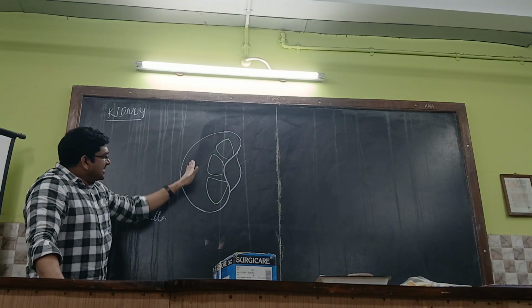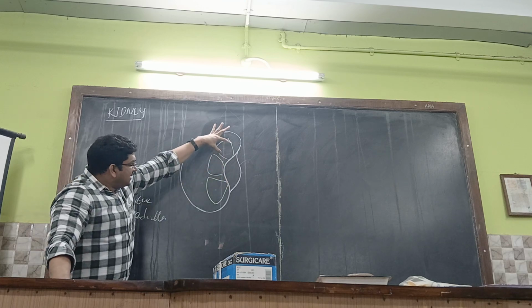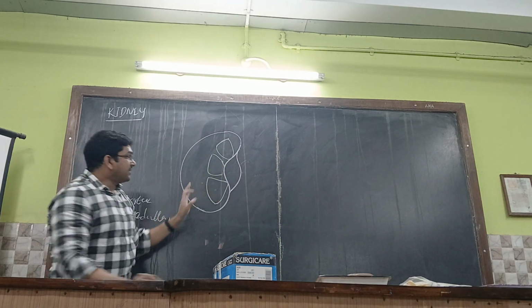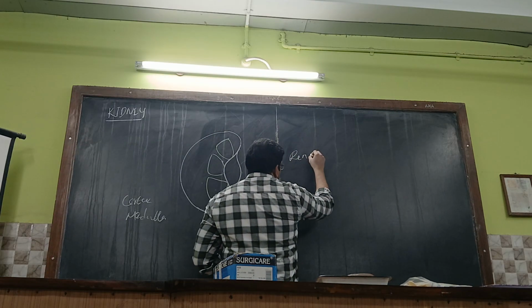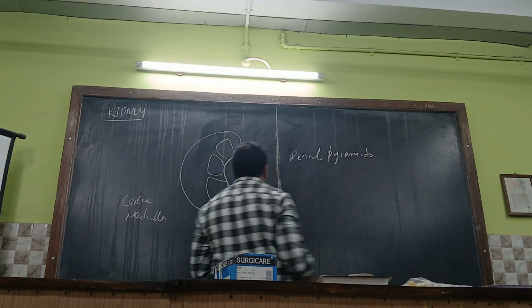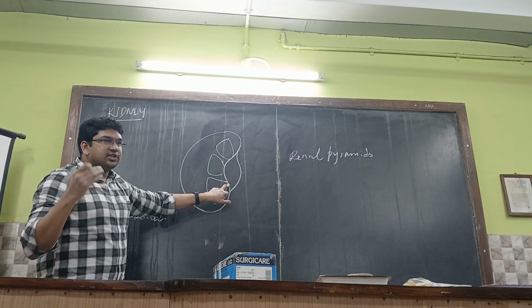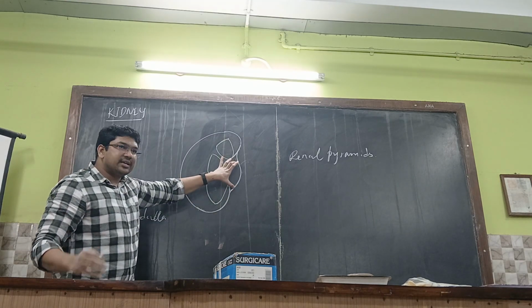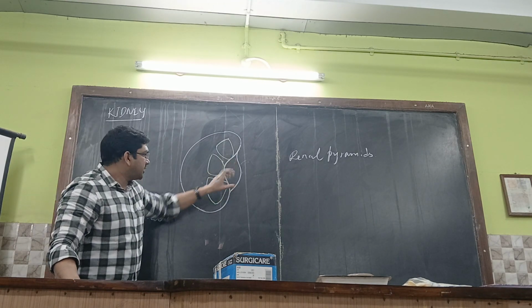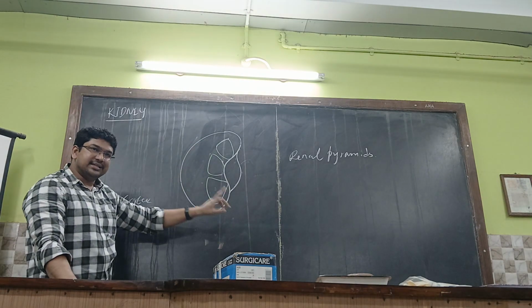Okay. So the kidney is divided into outer cortex and inner medulla. Medulla means nothing but the presence of renal pyramids. The renal pyramids, the apices are situated towards the sinus of the kidney or towards the hilum of the kidney. But the bases are facing towards the cortex of the kidney. This is very much important.